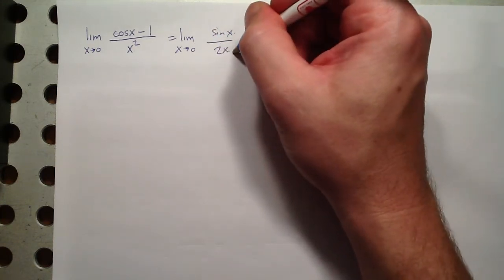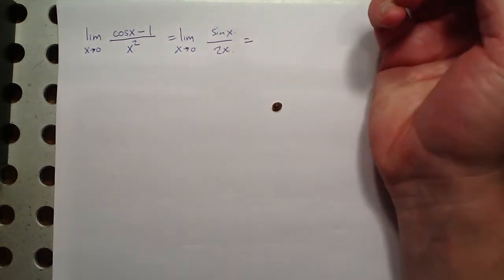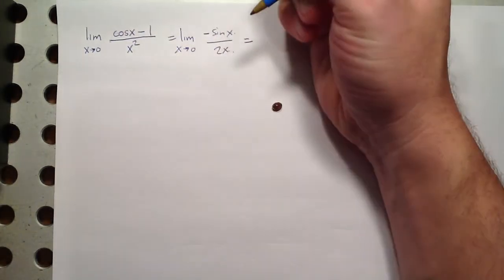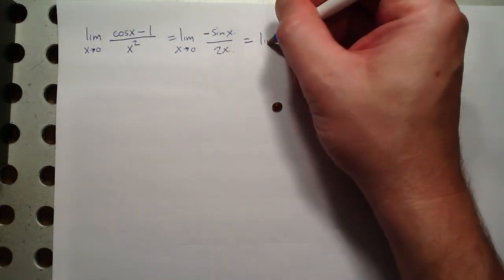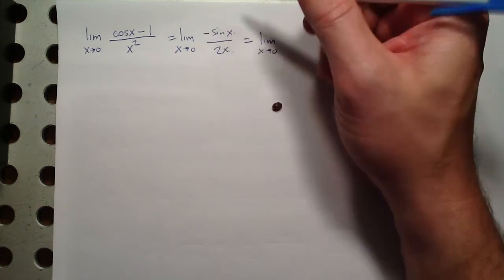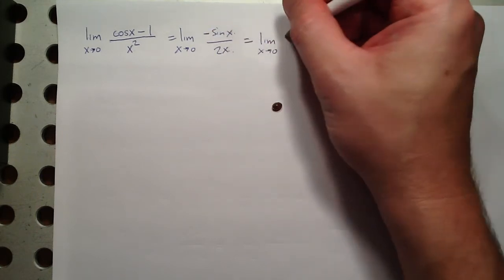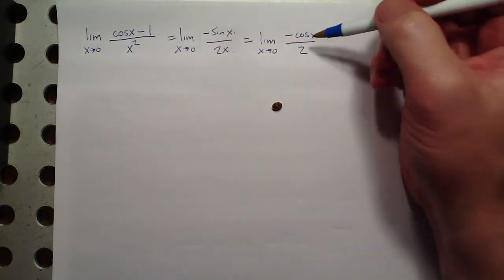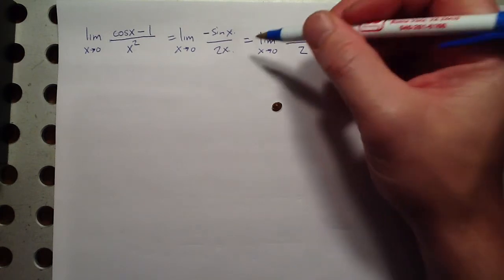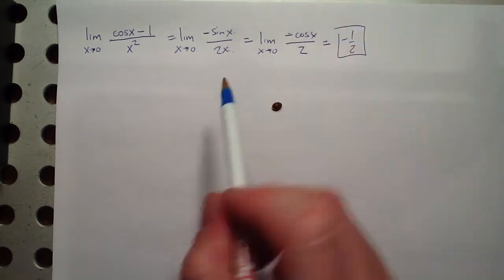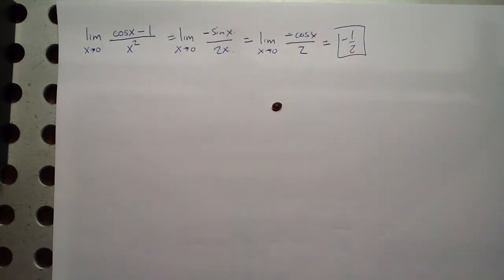I get 0 over 0 again, so I can use L'Hopital's rule again. And, oops, I'm sorry, I made a sign mistake, didn't I? The derivative of cosine x is negative sine x, excuse me. And limit x approaches 0. So now we take the derivative again. The derivative of negative sine x is negative cosine x over 2. And let's see, now I plug in the 0. That's negative 1 over 2. That's negative 1/2. So if you get 0 over 0 again, you just use L'Hopital's rule again.